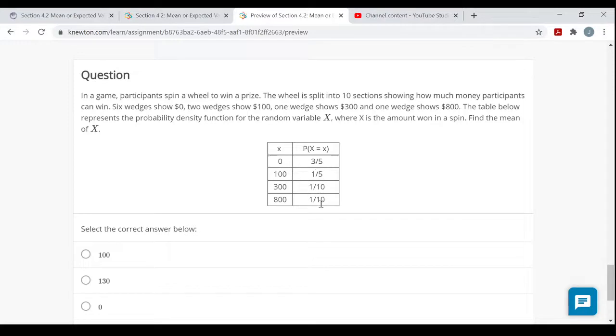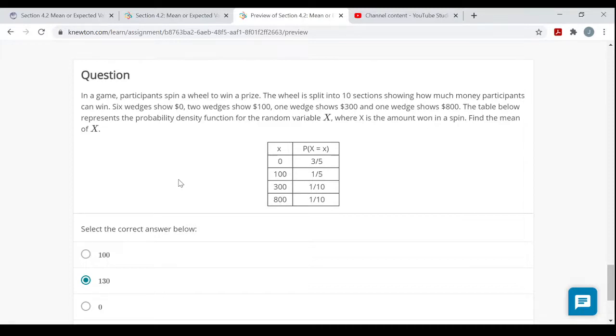And then the probability of getting each of those: 6 out of 10, 2 out of 10, 1 out of 10, 1 out of 10. It says find the mean value of x. What's the expected winnings? Now, if you just multiply these and add them up: the first, 0 times 3/5, is 0. A fifth times 100 is 20. A tenth of 300 is 30. A tenth of 800 is 80. 20 plus 30 plus 80 is 130. The expected value of x, the expected winnings on a spin, is $130.